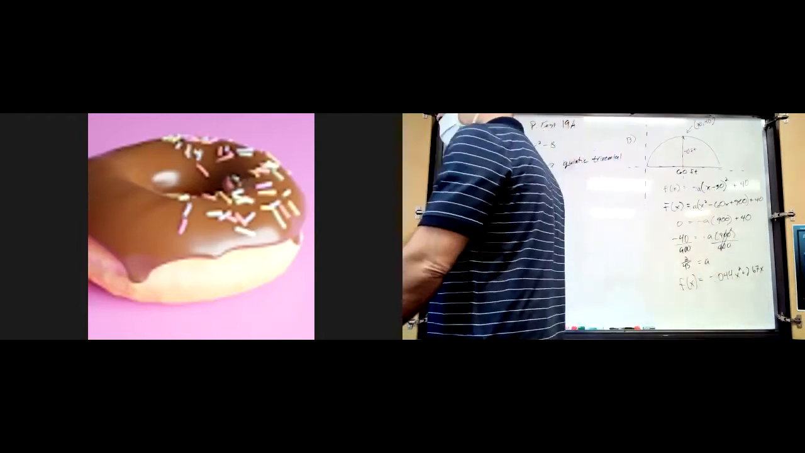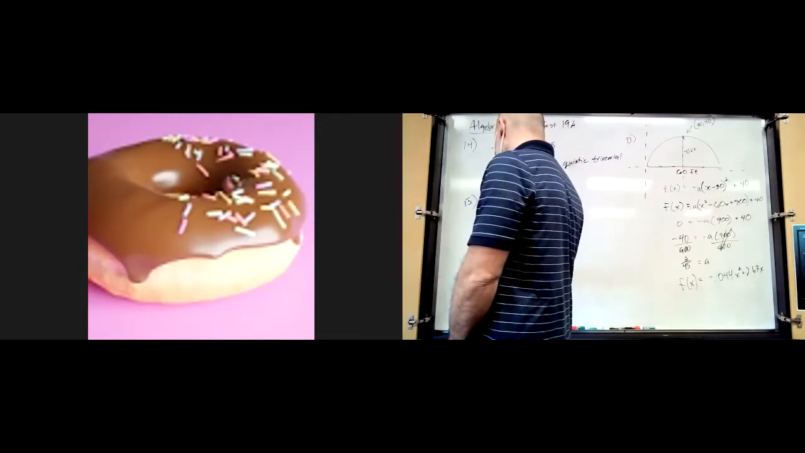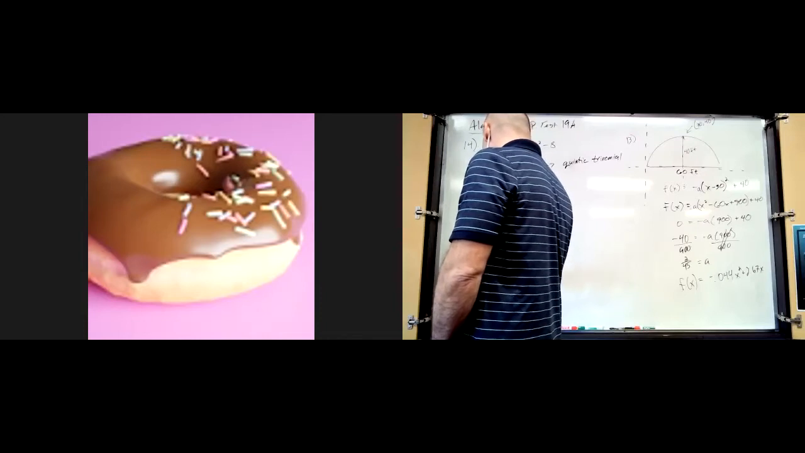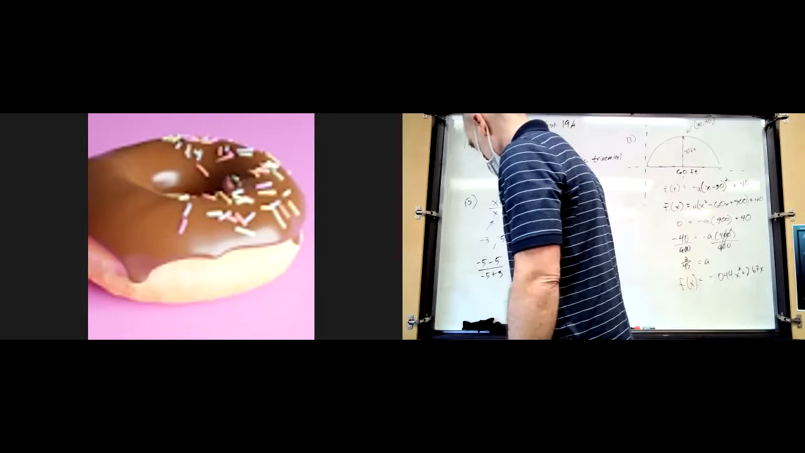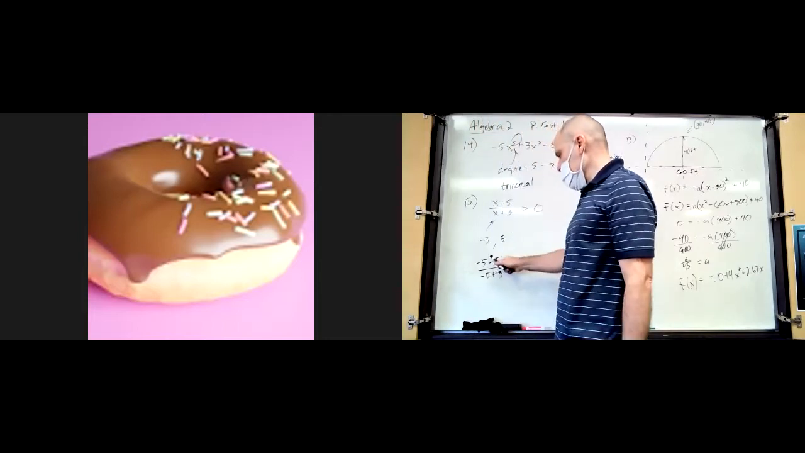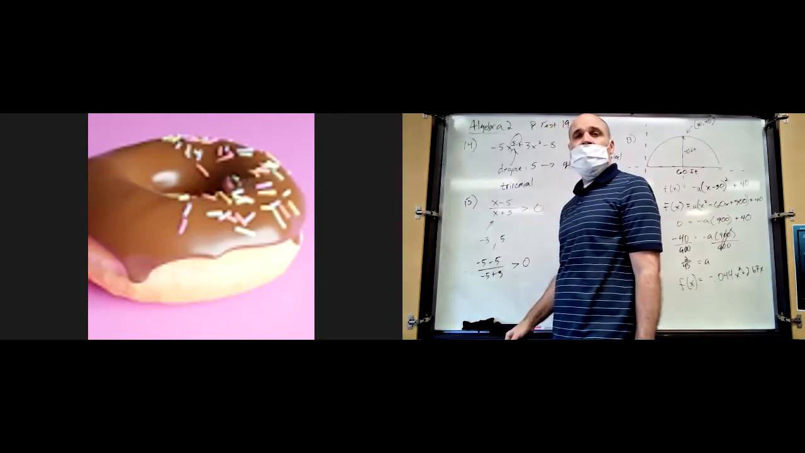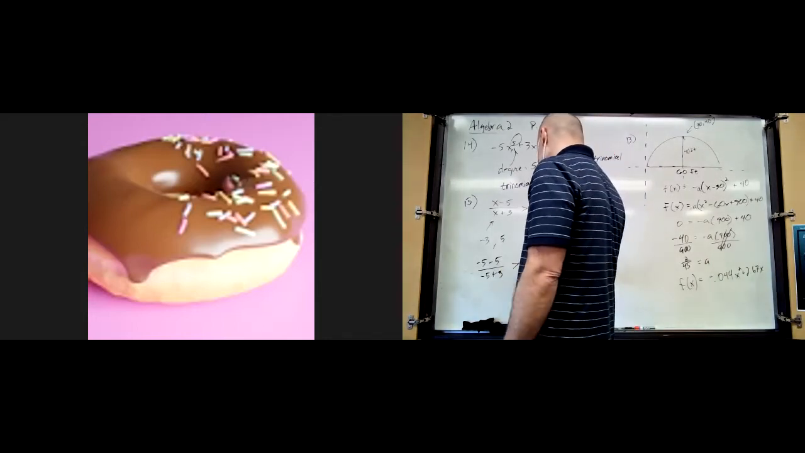Let's pick a number below -3. Let's say -5. You guys good with that? So -5 minus 5 over -5 plus 3. Is that greater than 0? Well, let's see. -10 divided by -2. Negative divided by negative is a positive. So yes.